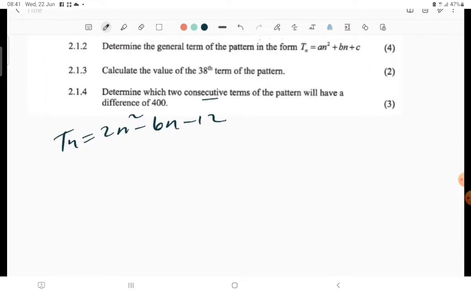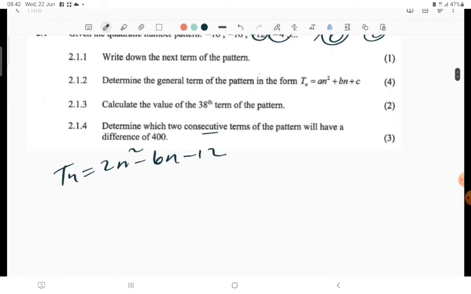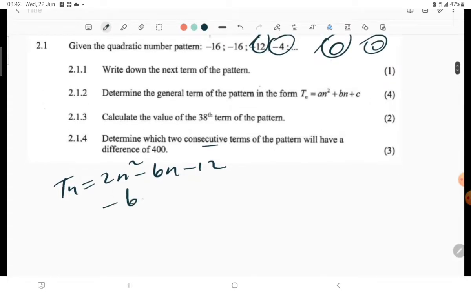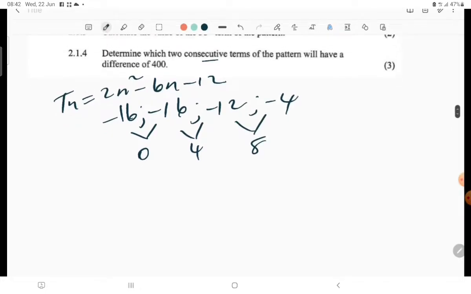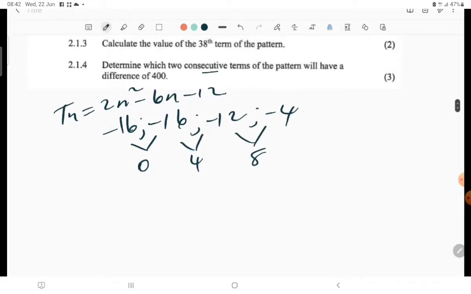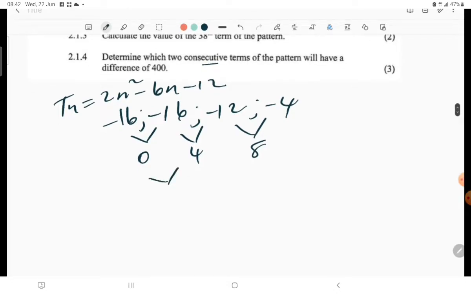So let's just quickly rewrite our pattern. That is negative 16, then minus 16, then minus 12, then minus 4. So let's find the first difference. We have 0 here, 4 here, 8 here. Having this situation, you will see that of course the common difference is 4. So our d is equal to 4.